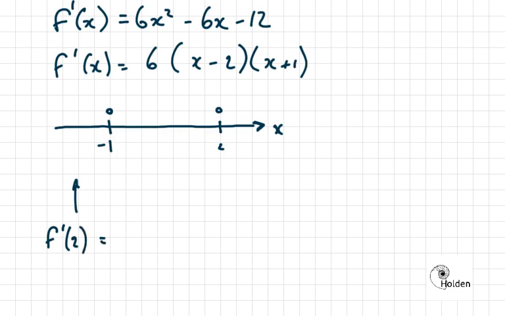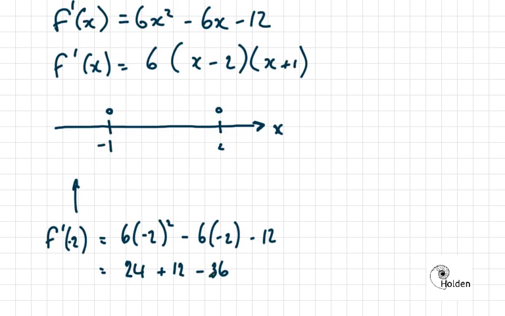So f prime of -2 is 6 times -2 squared, minus 6 times -2, minus 12, which gives us 24, plus 12, minus 12. Sorry, 36 minus 12 is 24. Okay, so on this side we've got a big positive gradient.